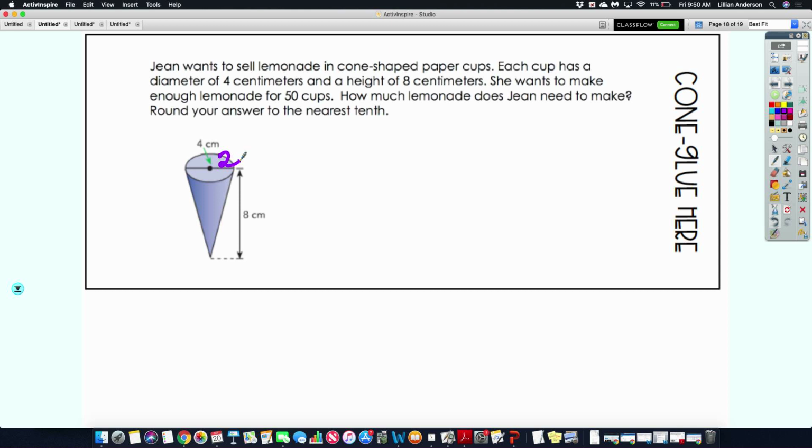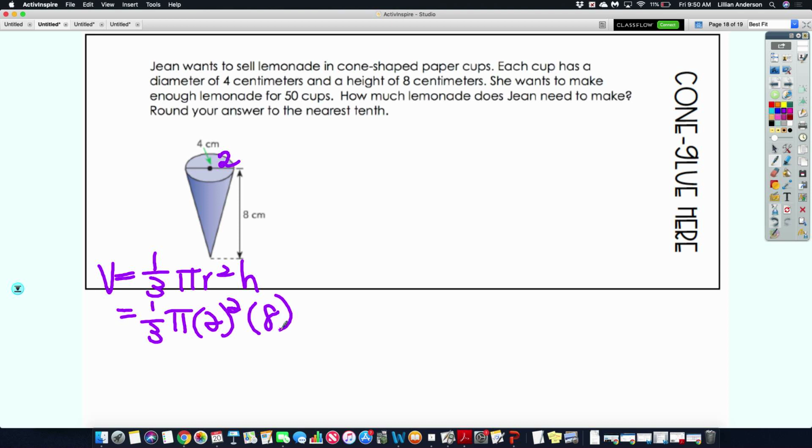So, if she's putting her lemonade into these paper cups, we probably want to figure out how much one paper cup can hold. Correct? So, that means we need to find the volume. Volume for a cone is 1/3 of a cylinder. 1/3 pi r squared h. So 1/3 pi r squared and h. Let's figure that out.